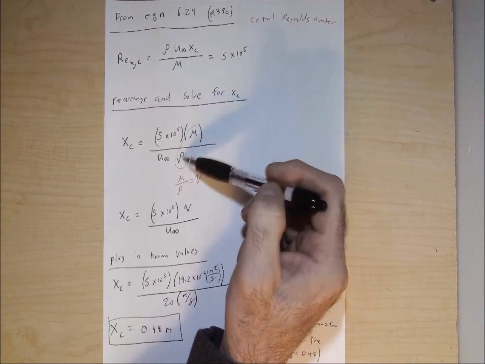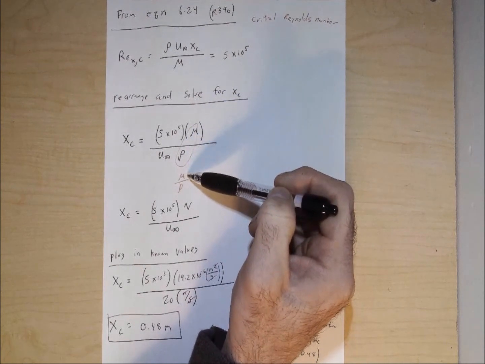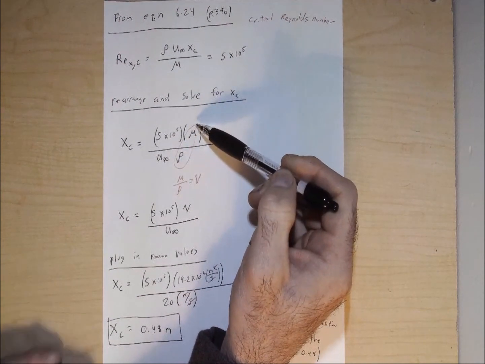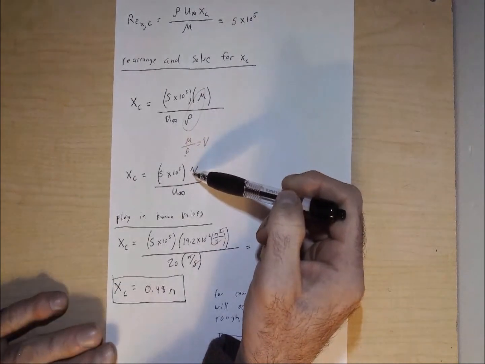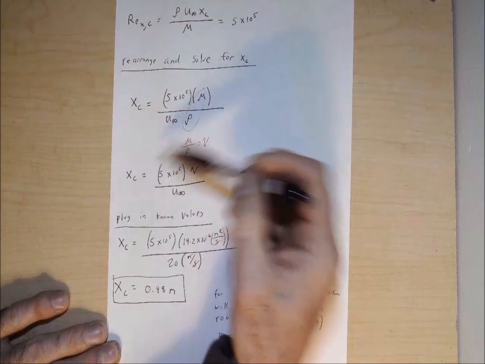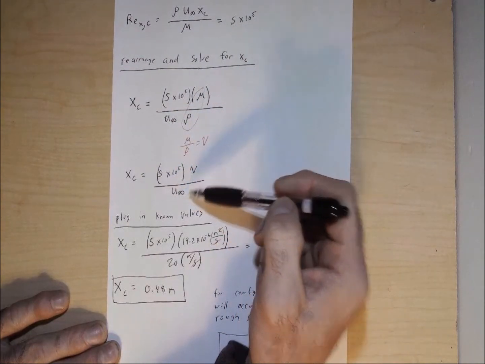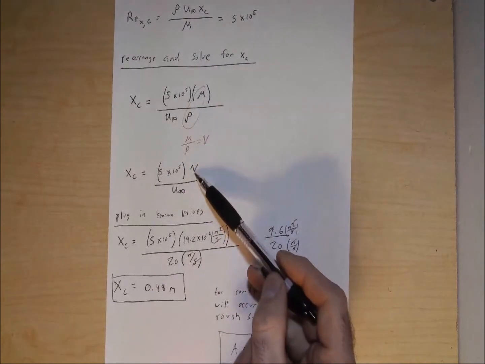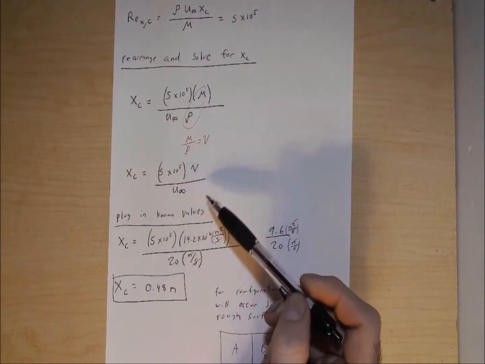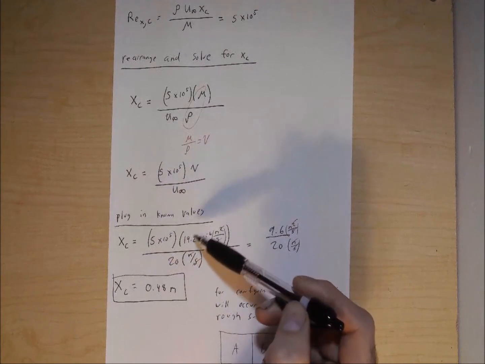What we can also do is recall that same relationship, that mu over rho is equal to v. So we can replace this part of the equation with our v value that we've already had from our lookup from table A4. Therefore our x sub c location is equal to 5 times 10 to the 5th times our v, all over our u sub infinity. We have a value for v, and we know we have a value given to us for our u sub infinity at the beginning in the problem statement. So we can plug in these known values for x sub c.